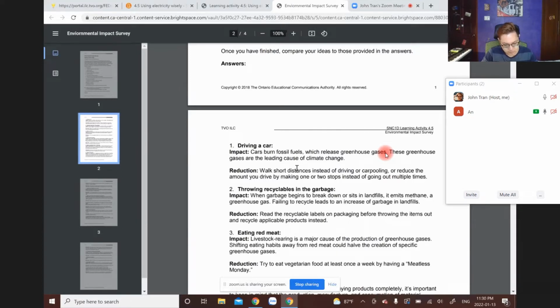Not recycling and garbage impact: when garbage begins to break down or sits in landfill, it emits a large amount of greenhouse gas. Failing to recycle leads to an increase of garbage in landfill.